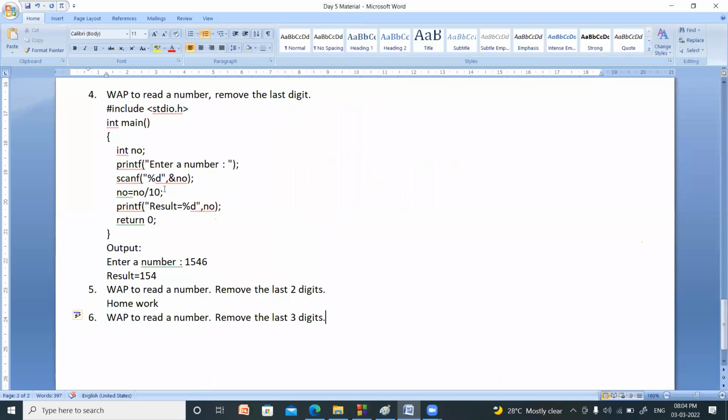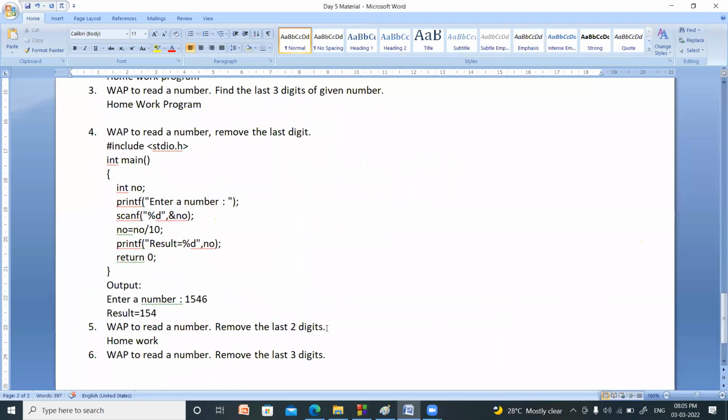number = number / 10 is the formula to remove the last digit. number = number / 100 is the formula to remove the last 2 digits. number = number / 1000 is the formula to remove the last 3 digits. Is it okay to you?